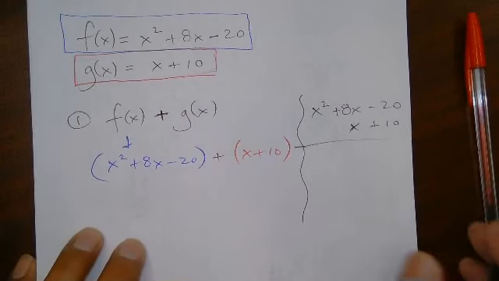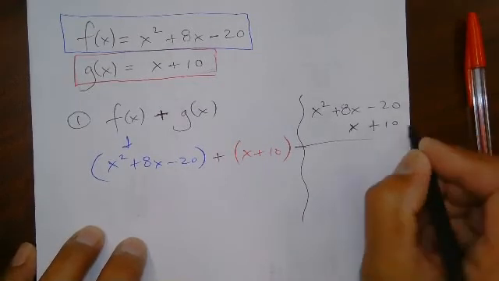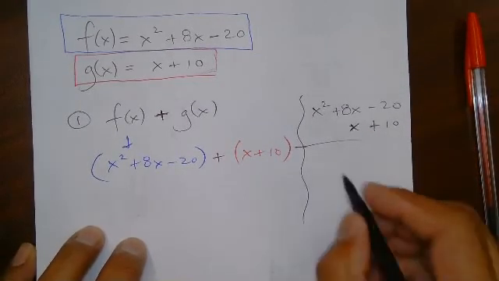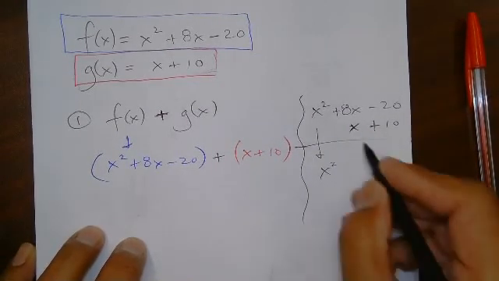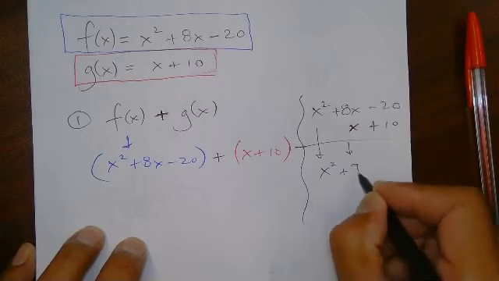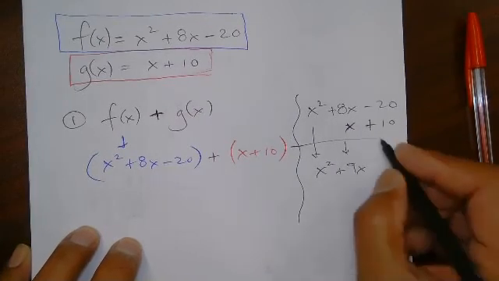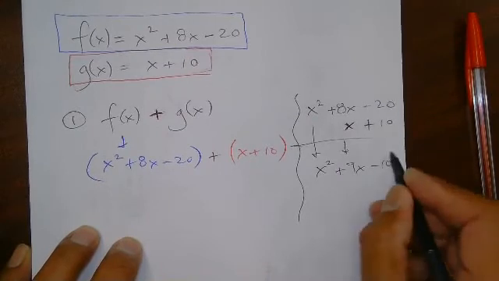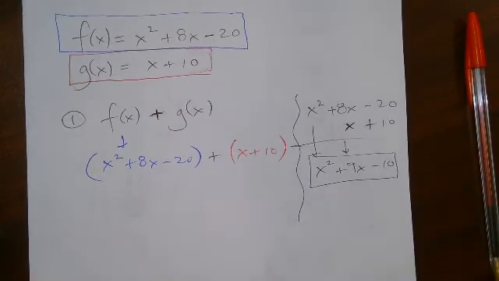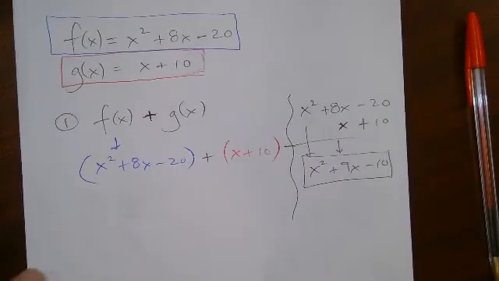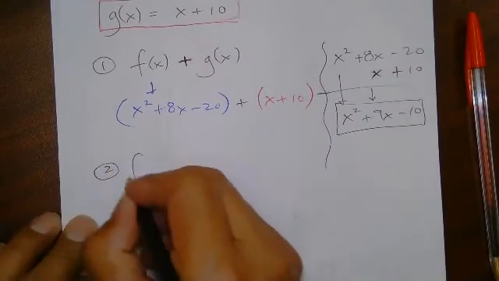Okay, when you combine like terms and add these two functions, you're going to get the answer x squared plus 9x minus 10. Is that right? Easy. I told you easy stuff. I'm going to go quick. Adding functions.